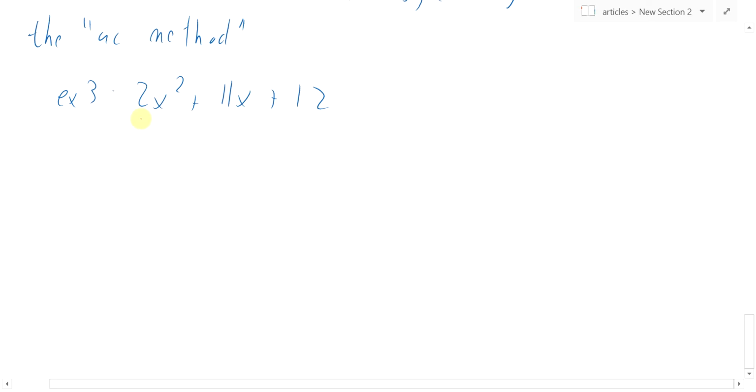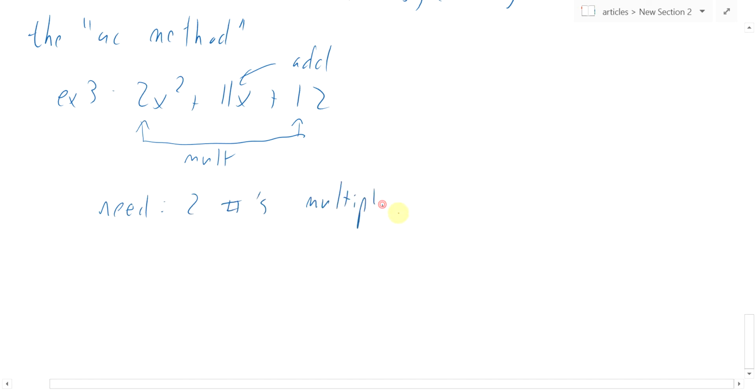Here what we want is two numbers that multiply together to give 2 times 12 and add to give 11. So we need two numbers that multiply to give 24, which is 2 times 12, and add to give 11.